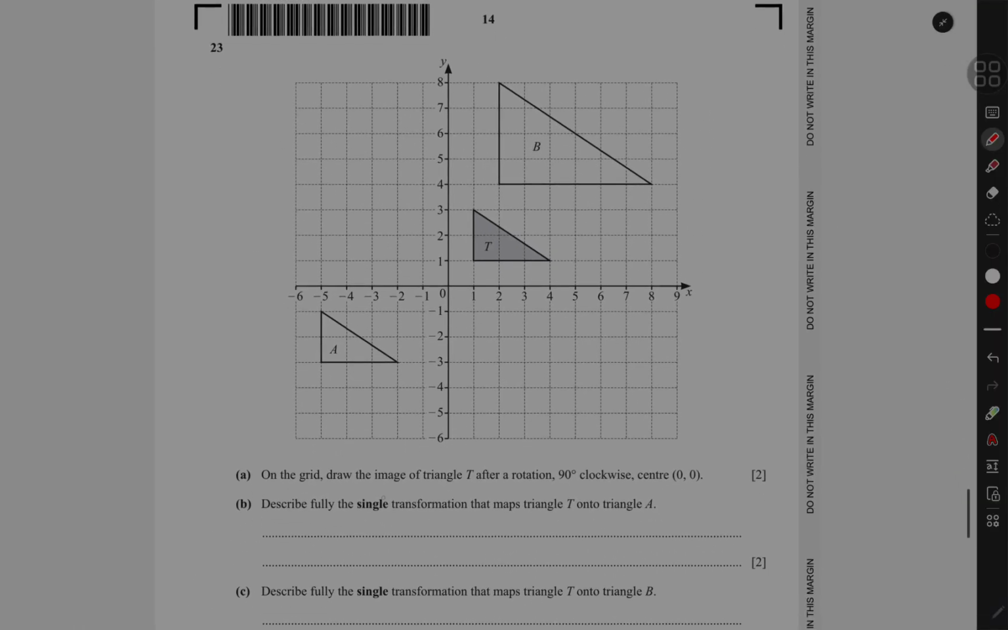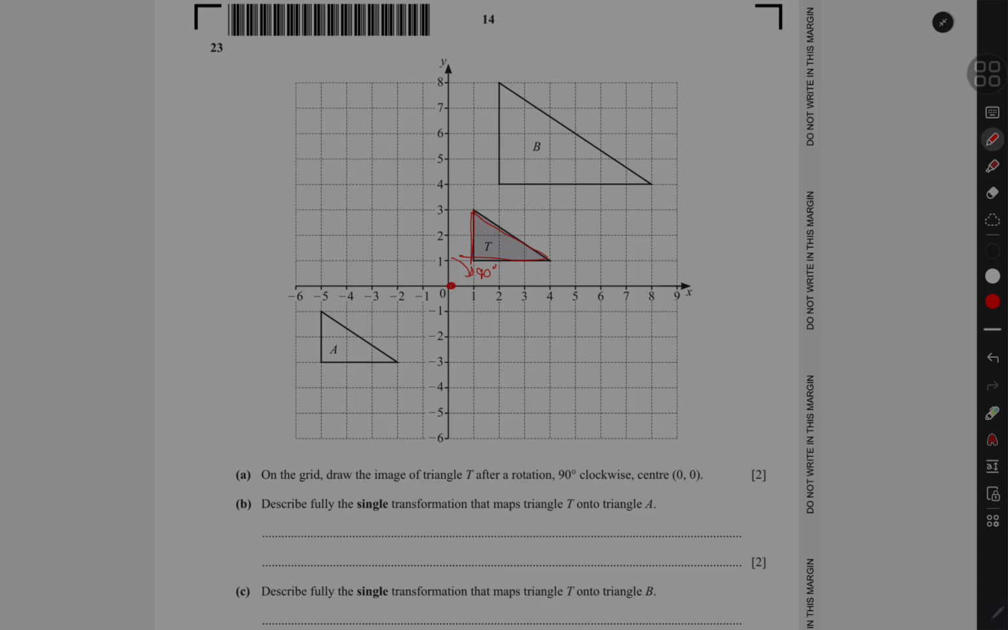Transformations. On the grid, draw the image of triangle T after rotation 90 degrees clockwise at the center 0, 0. Maybe it would be wise if you have a sketch paper. You can just draw the triangle T and then keep your compass at 0, 0 and rotate the paper 90 degrees clockwise. But what I will do here is just draw it as I think it should be.